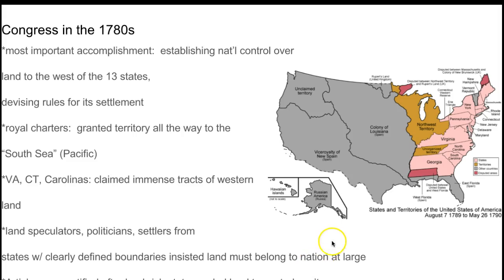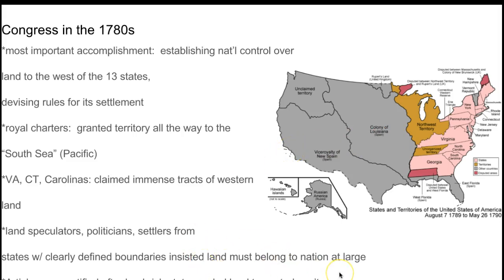So these charters had granted all of the territory all the way to the South Sea, which was the Pacific Ocean, and they didn't care who was on it. This is just what the charters had all said, based on the colonial charters back in the colonial period. So now things are a little different. It did allow Virginia and Connecticut and the Carolinas, they claimed all this land west to the Pacific Ocean.